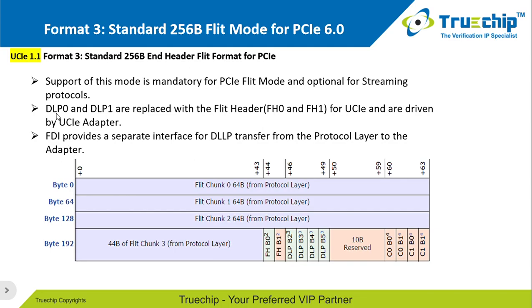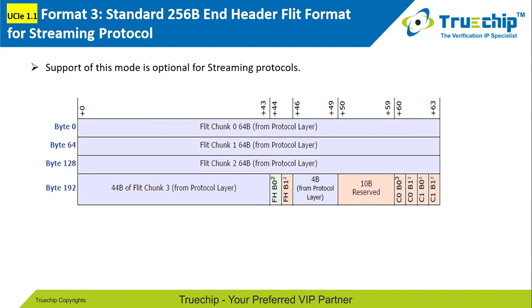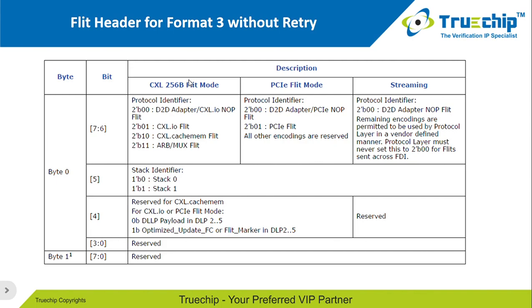Here we can see that DLP0 and DLP1 are replaced with the flit header. As we can see, these 2 bytes are the flit header and are driven by the UCIe adapter. FDI provides a separate interface for DLLP transfer from the protocol layer to the adapter. Here's format 3 as enhanced in UCIe 1.1, which is the standard 256-byte end header flit format for streaming protocol, and this mode is optional for streaming protocol.